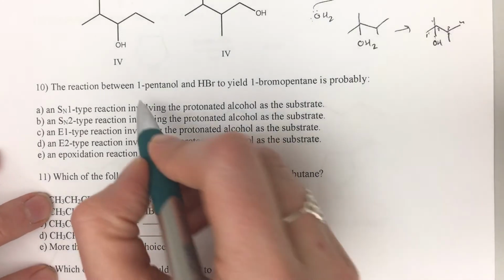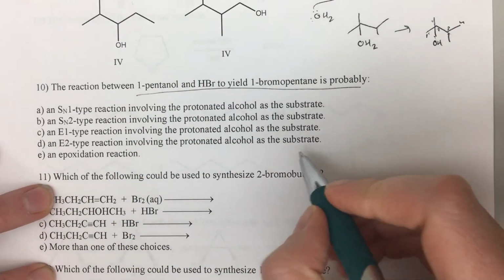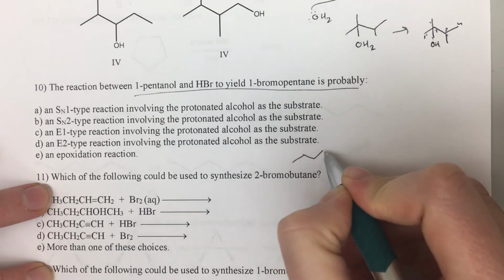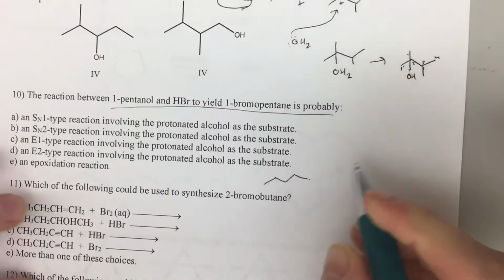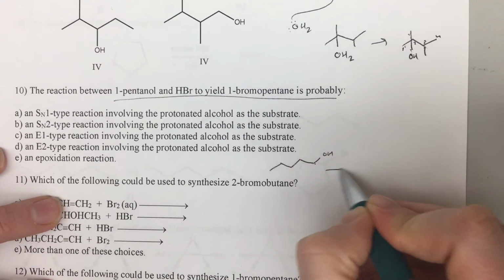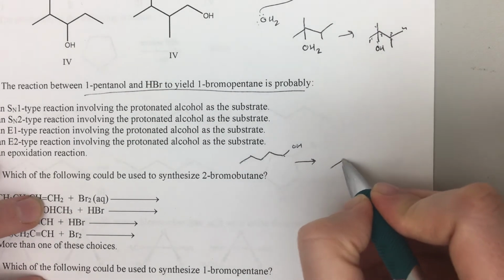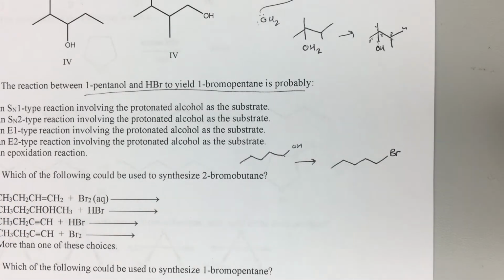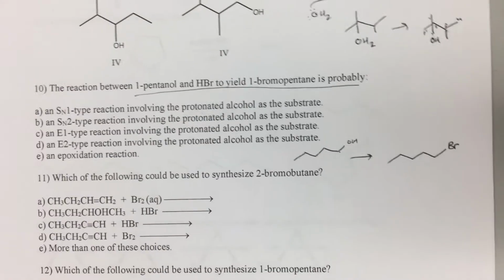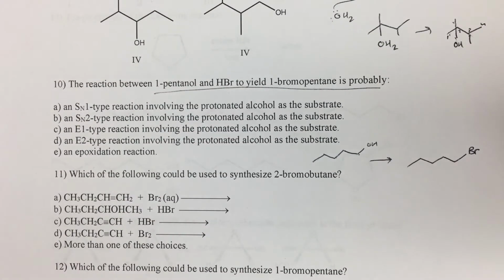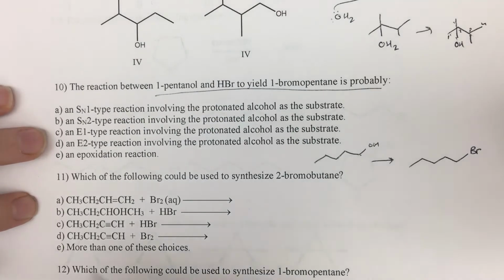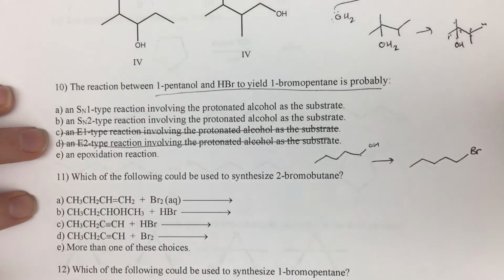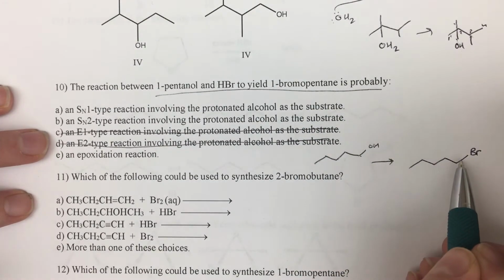The next says the reaction between 1 pentanol and HBr to yield 1 bromopentane is probably. So let's draw that out. Pentane is 5, 1, 2, 3, 4, 5, and it's 1 pentanol, and it's going to yield 1 bromopentane. So the question is, which type of reaction is this? This is really a review of chapters 5 and 6 when you learn about elimination and substitution. So this is not an elimination, because elimination eliminates something, it would leave behind an alkene. So the only option left is a substitution.